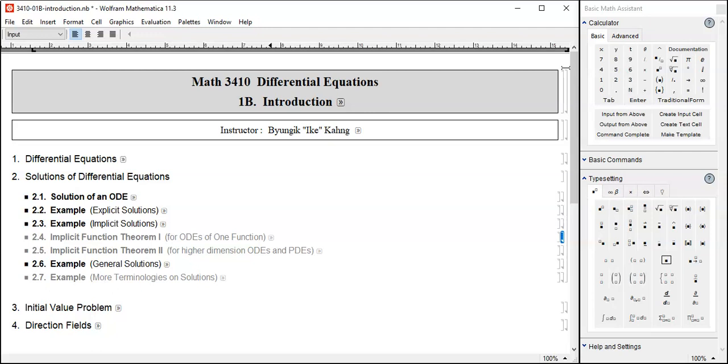Most of the time it's possible, so explicit, implicit, we don't care too much about. Whenever we have a solution, we'll call it a solution, we're going to move on. That is the theoretical background, why we don't care too much about implicit versus explicit solution. Once you get a solution, we're going to move on.